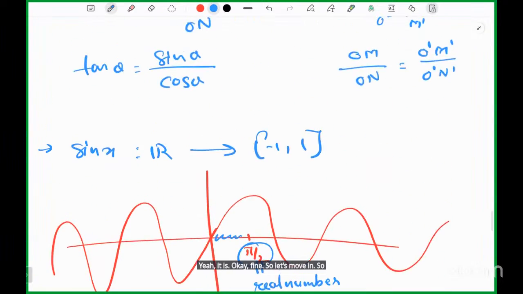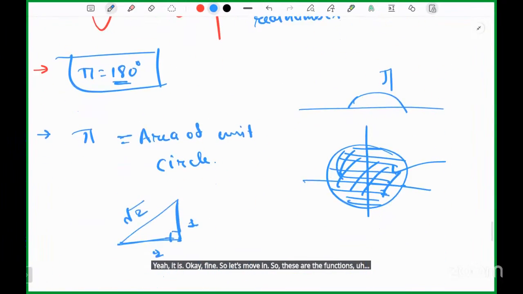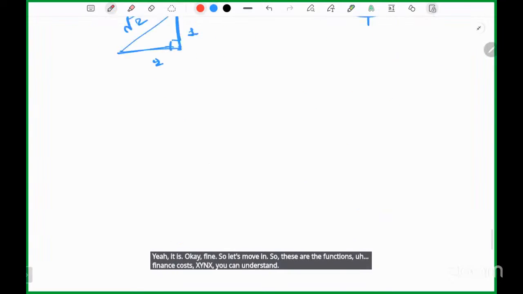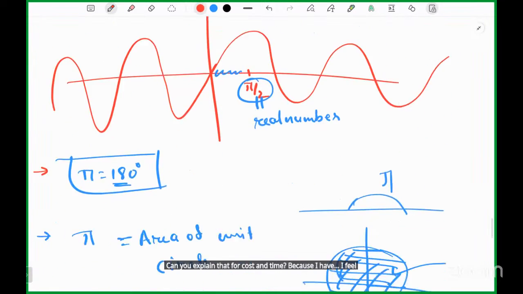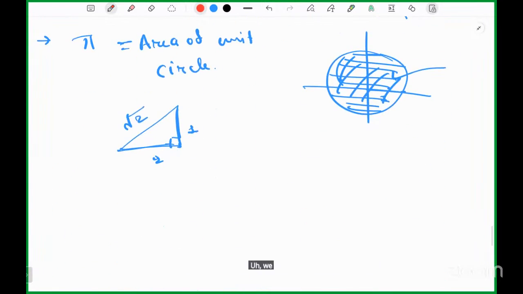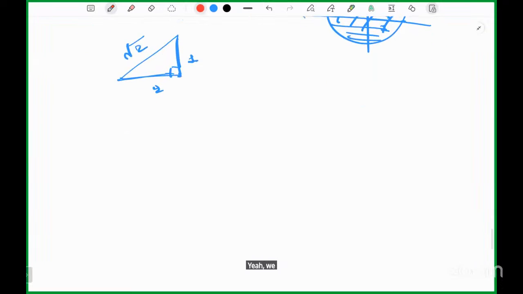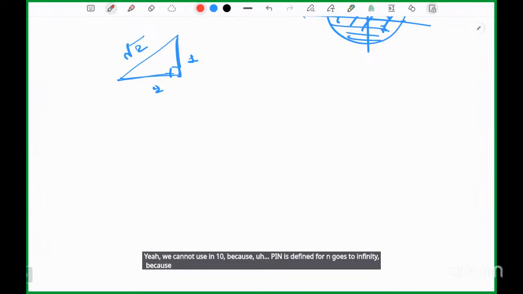So these are the functions, sin x, cos x, tan x, you can understand. Ma'am, I had a doubt: can we use the sandwich theorem for sin x by x, and can you explain that for cos and tan? Because I feel that in one of the functions we say that we can't use the sandwich theorem. Yeah, we cannot use it in tan because tan is not bounded, obviously.